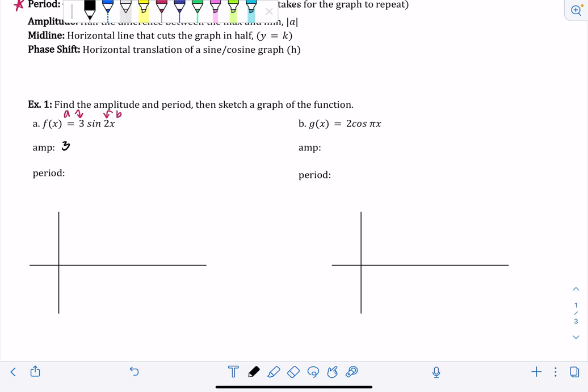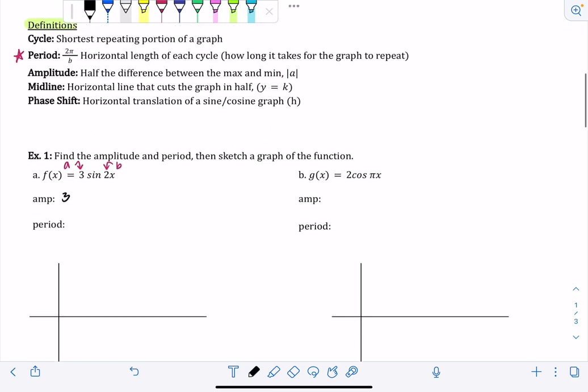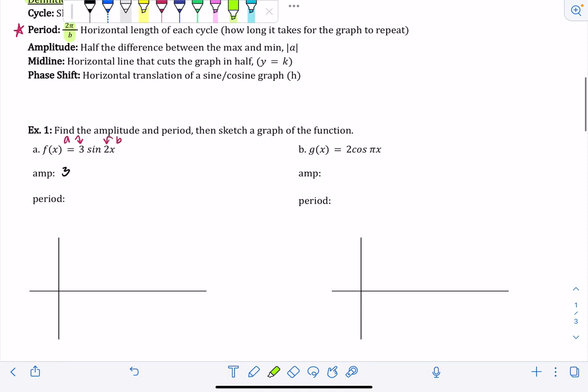And then for the period, I'm going to go back up here. There was a little formula we had to use to find the period. It's not just b, it's 2 pi divided by b. So you have to find b to find the period, but that's not the end-all be-all. So period is 2 pi over b, and we just found that b was 2. So we'll do 2 pi over 2. And then 2 divided by 2 cancels out, so I'm just left with pi.